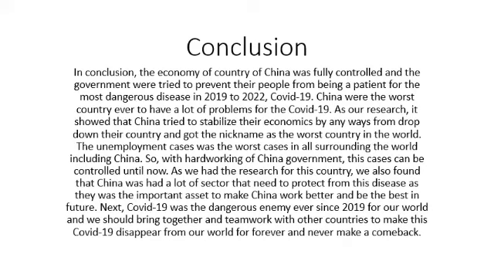So China was fully controlled, and their government will try to prevent the people from becoming patients of the most dangerous disease. China is the worst-affected country, because COVID-19 was from their country. Without the work of the China government, this disease could not have been controlled until now. As we researched this country, we also found that China has a lot of sectors that need to be protected from this disease, as they are very important assets to make China work better in the future.